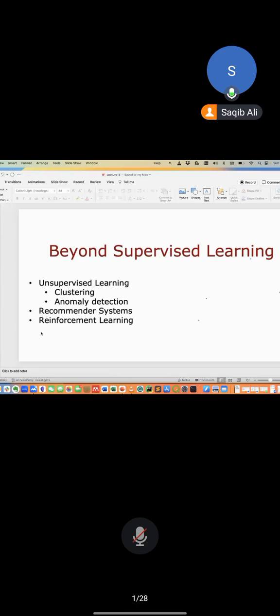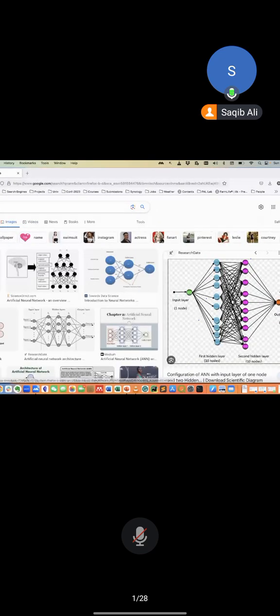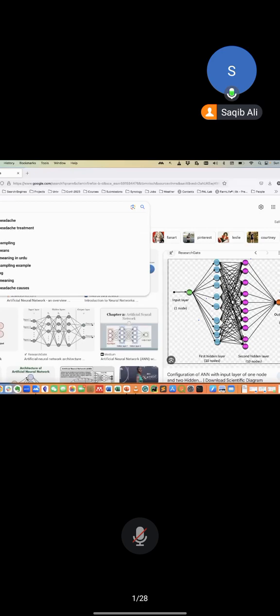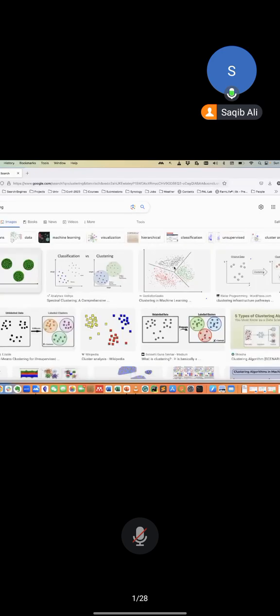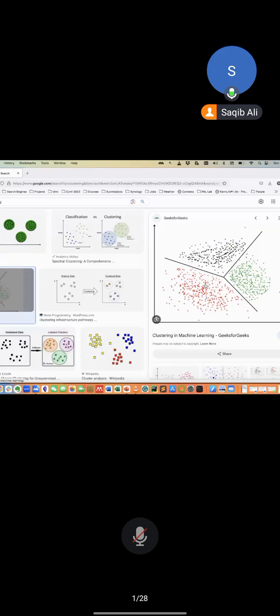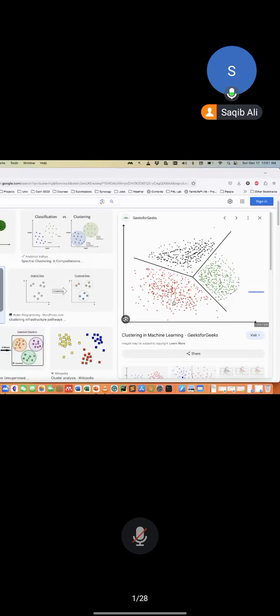So unsupervised learning: we do not have the labeled data. We have data, but we do not have the labeled data. The most common example of unsupervised learning is clustering. You just cluster the things. After clustering, you label them depending upon your output. We run some kind of clustering algorithm, and it will group different examples together depending upon the features.